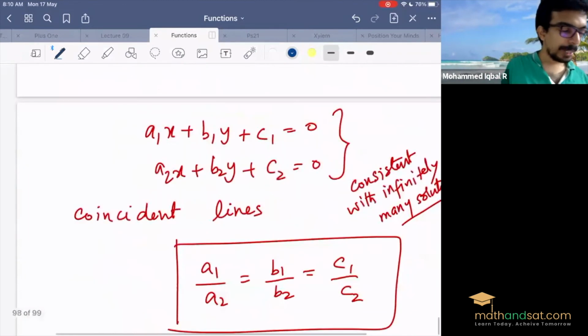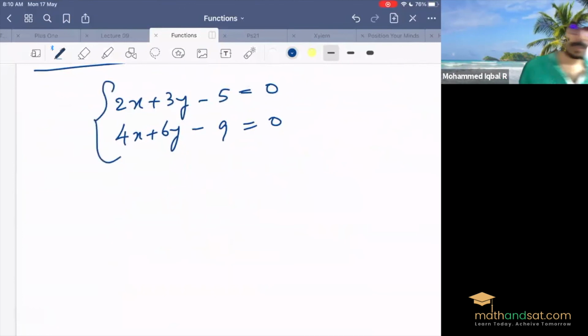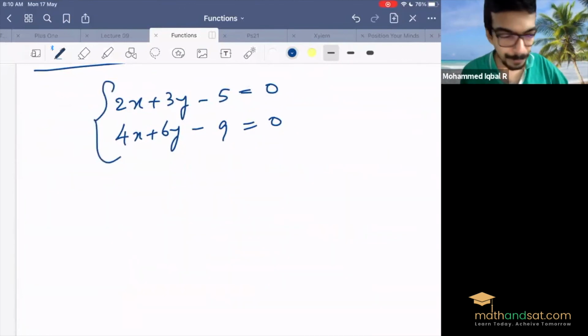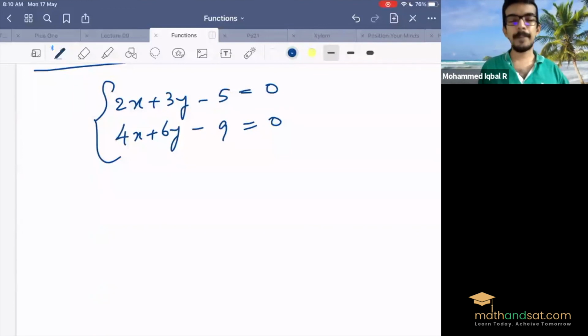When it comes to these two equations, what I've done is I've taken the same first equation. In the second equation, I've just changed the constants. I've not touched the coefficients of x and y. They remain intact. Now what happens?